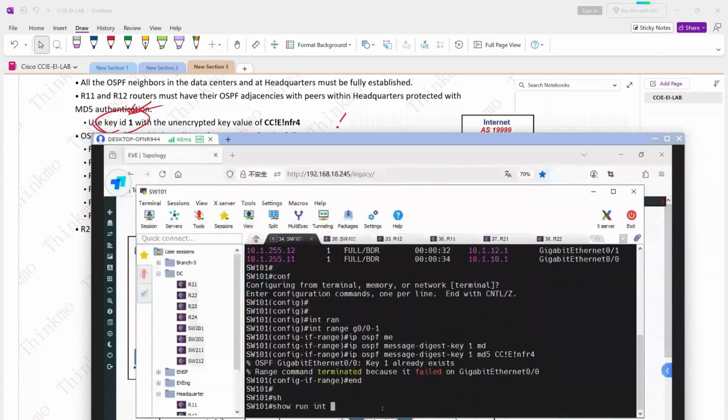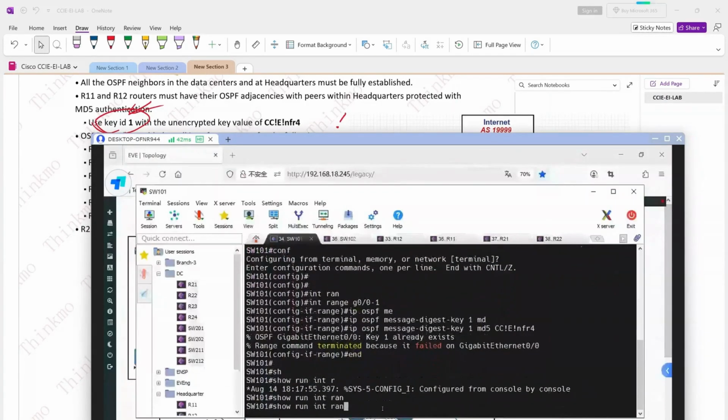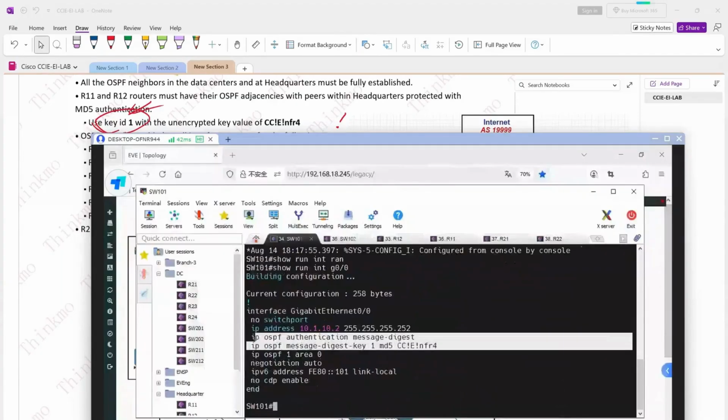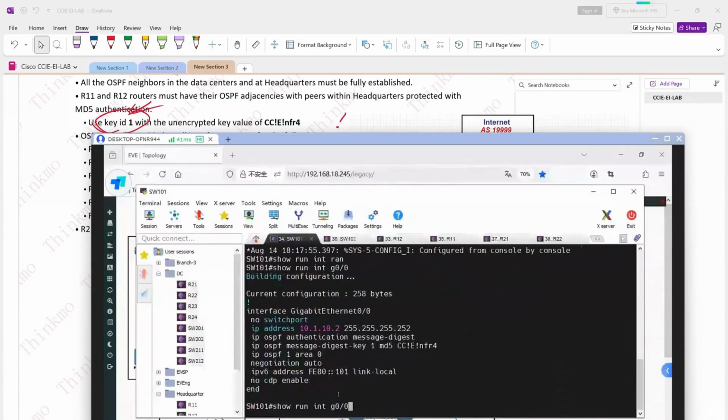Earlier, when I was explaining to other students, I already configured it. Let's take a look at its configuration. Remember the 00 interface? You see, I've already configured these two lines. Now let's look at the 01 interface. The 01 interface has also been configured.